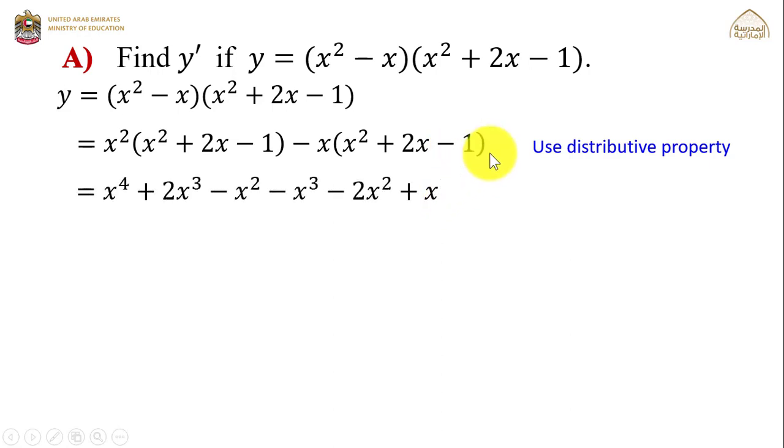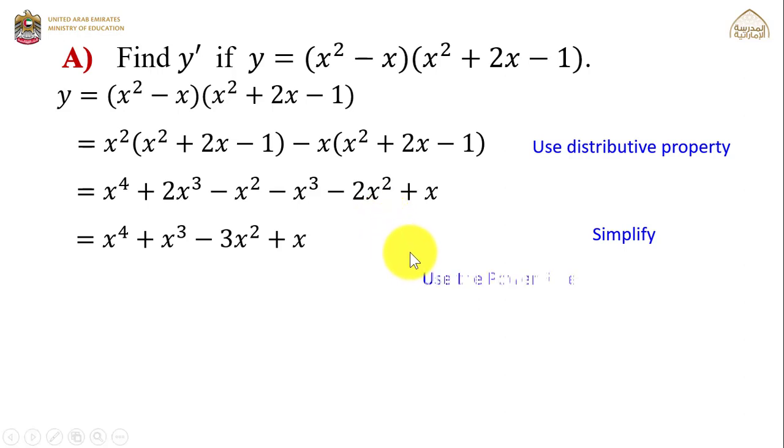Then we can use distributive properties again. Then we get x to power 4 plus 2x to power 3 minus x to power 2 minus x to power 3 minus 2x to power 2 plus x. Then simplify. You can get x to power 4 plus x to power 3 minus 3x to power 2 plus x.